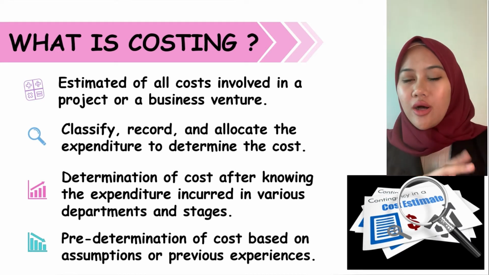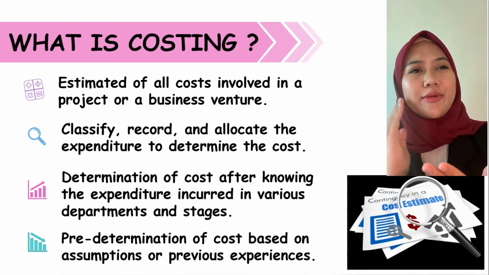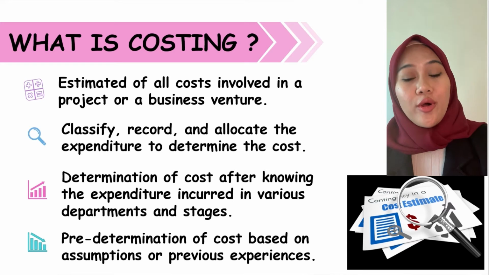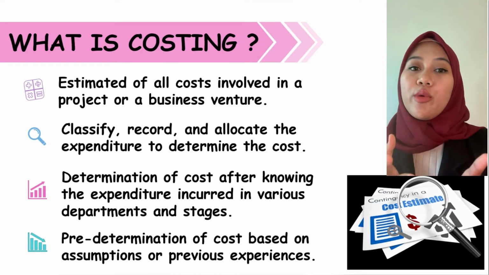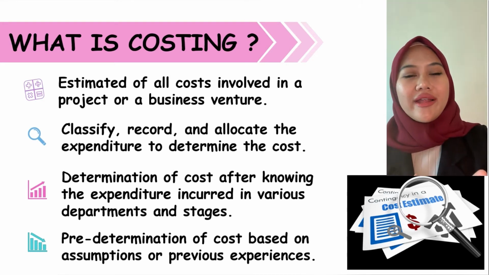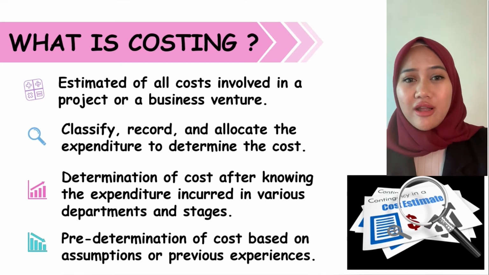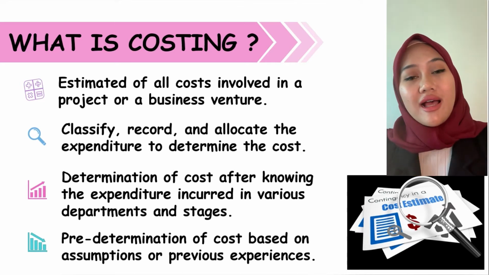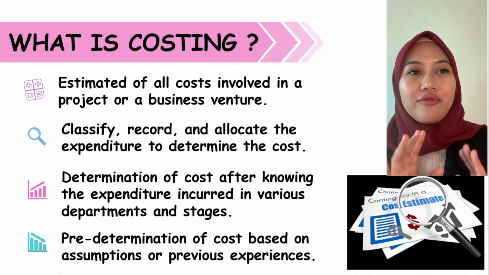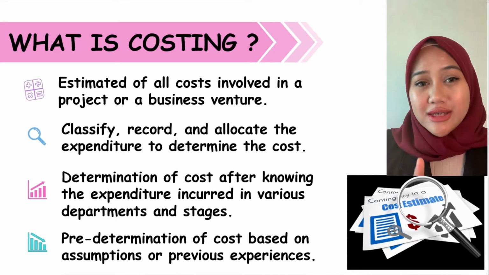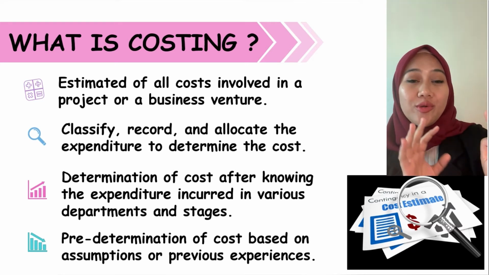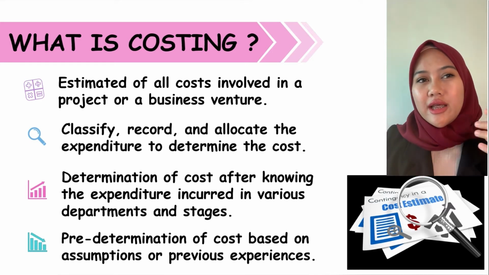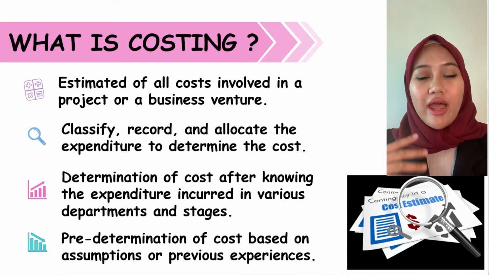There are two costs in this costing, which are determination of cost and predetermination of cost. Determination of cost is when the management already knows the actual expenditure that they will incur in various departments and stages. What is the cost that they will incur in the introduction stage, in the growth stage, in the maturity phase, and lastly at the decline stage? While predetermination of cost is based on assumption. They don't know yet the actual expenditure. The cost that they put might be based on previous experience.